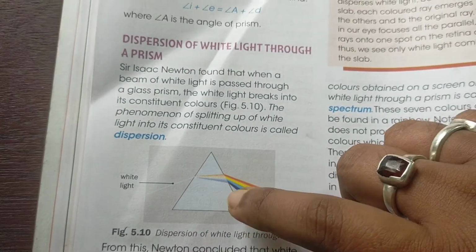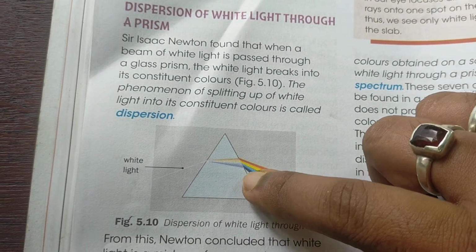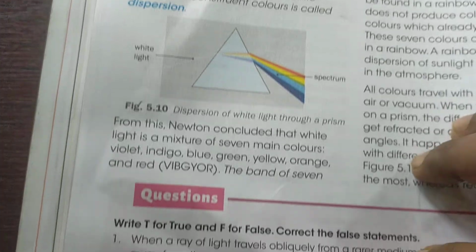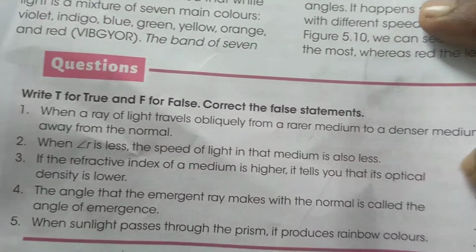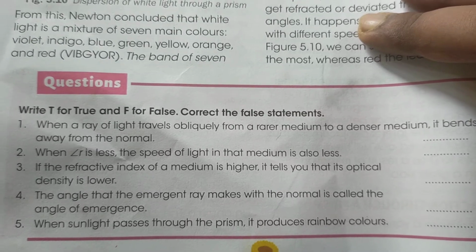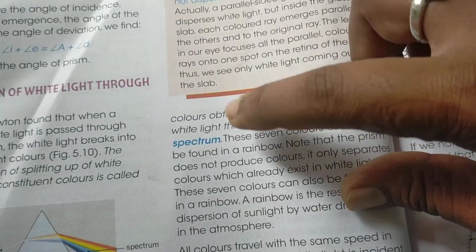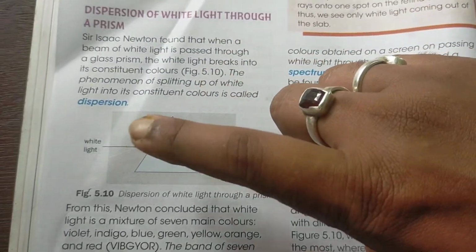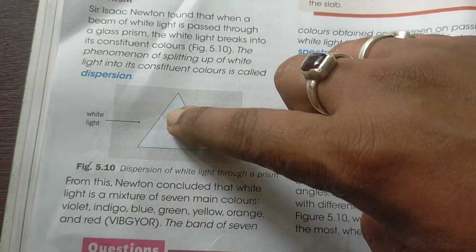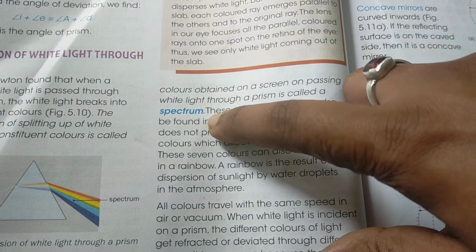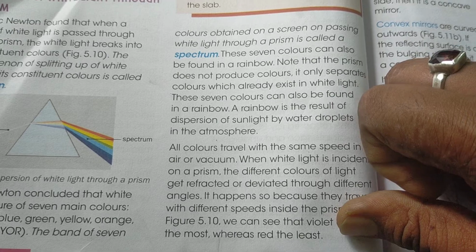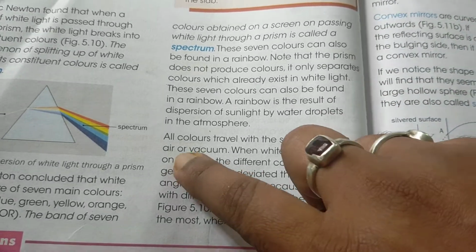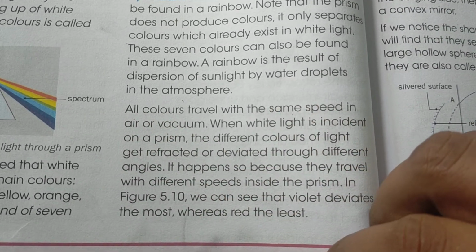And you need to draw the diagram of dispersion of white light through a prism. Right, and true and false. Okay, and what is a spectrum? So what is dispersion of light and this diagram? What is a spectrum and what are the 7 colors, and why does dispersion take place? The answer is here, as I have explained.